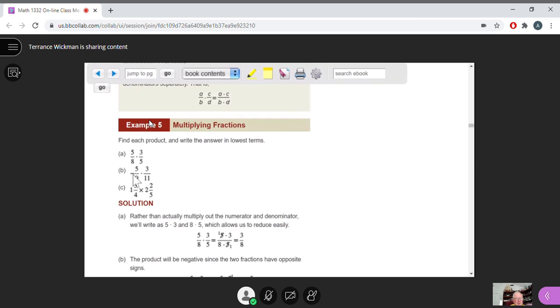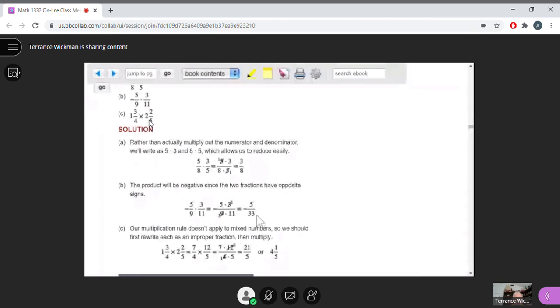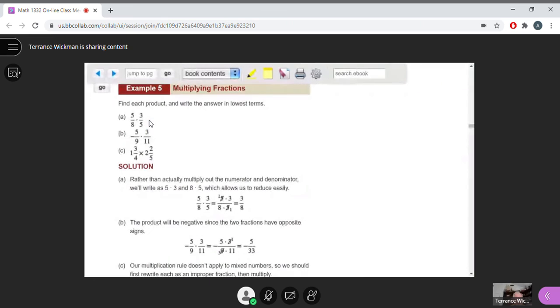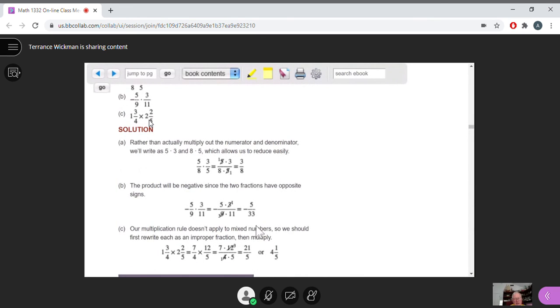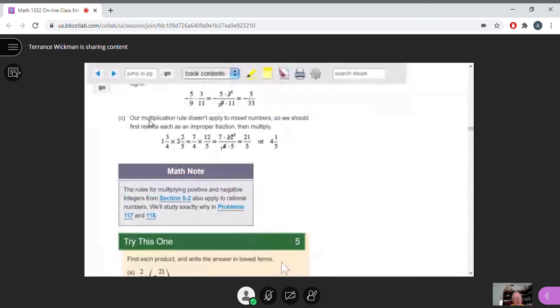The answer for B is going to be a negative number because it's negative times a positive. You can cancel the 3. So 3 goes into itself 1 time and then 9 twice. So 1 times 5 is 5. 2 times 11 is 22. So you have 5 over 22, but it's negative. And that's what it should be down here. 5 over 33, 3 times 11 is 33. Yeah. And then, of course, we have the last one.